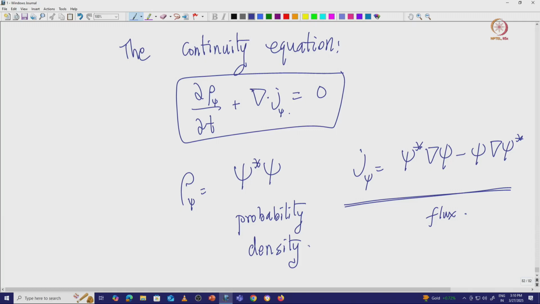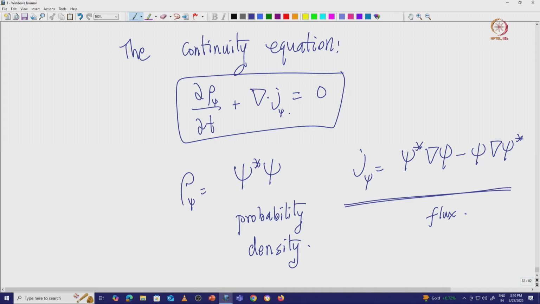Now, this continuity equation in non-relativistic quantum mechanics is a very important equation, which tells you that the probability is conserved at every instant of time. In quantum mechanics, the probability of finding a particle is always conserved in any quantum mechanical system.